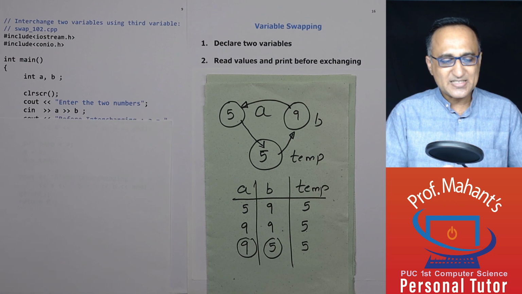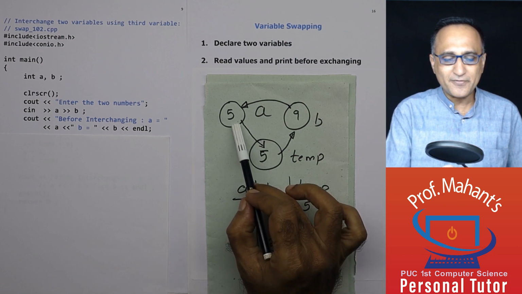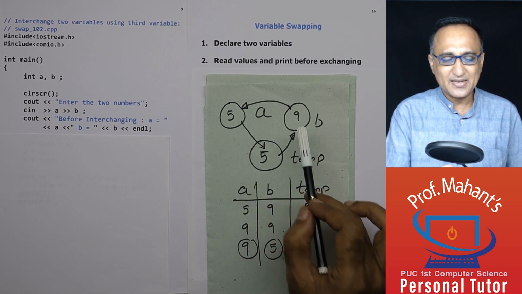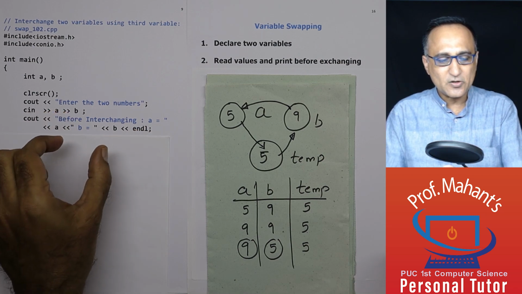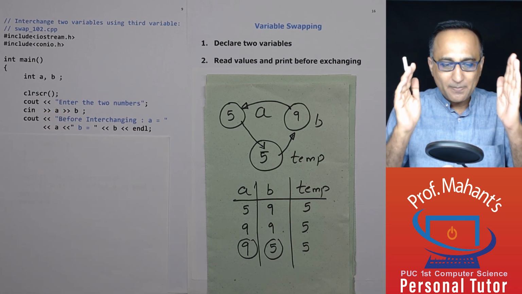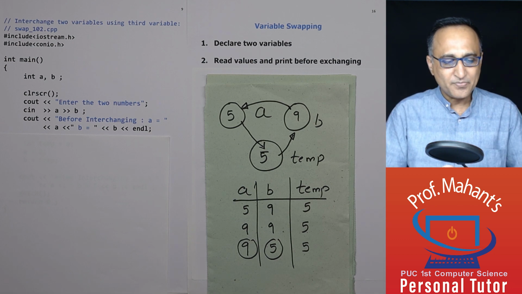Then what happens next is, before interchanging, I am printing the value of A and B. So it's going to print the value of A as 5 and B as 9. Whatever is in the double quotes is going to be printed as it is. Whatever is in blue is going to come as it is on your screen.